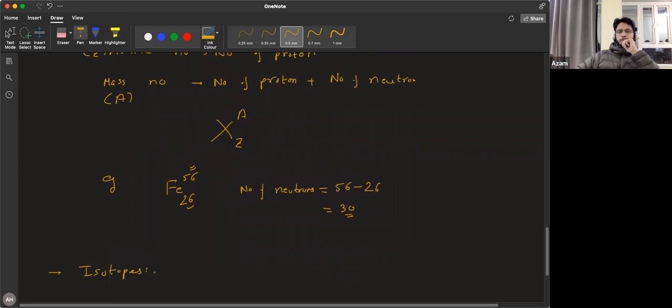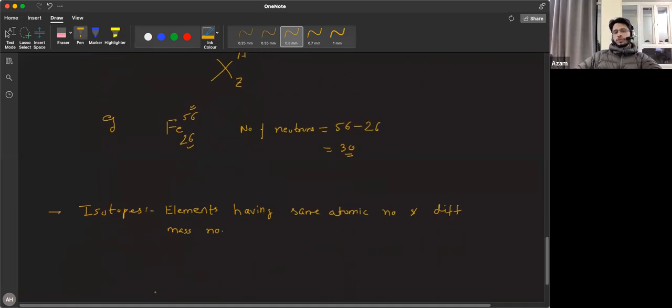Same atomic number and different mass number. Very good. So isotopes are elements having same atomic number and different mass. So the elements which have same atomic number and different mass number are known as isotopes.